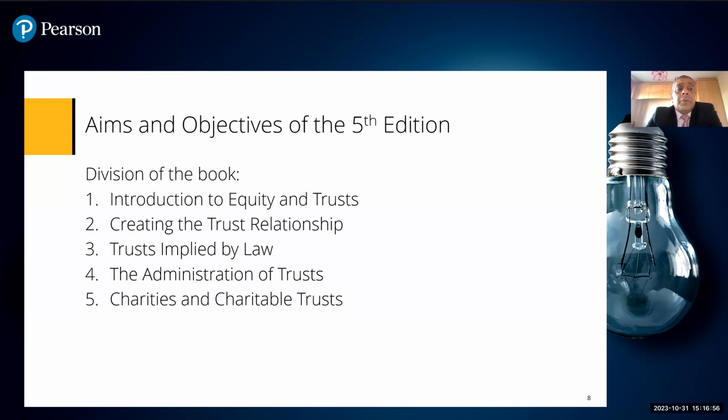So firstly, we introduce students to equity and trusts. What is the whole purpose of equity? What is equity doing in the English legal system? What role does it have to play? How does it operate? What are the maxims of equity? And what does modern equity look like? I think that's one of the key things I am attempting to do with my students and in the book. What does modern equity look like?